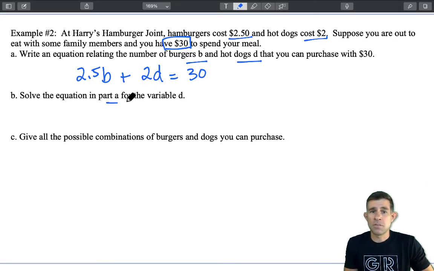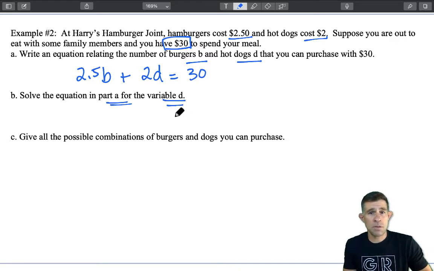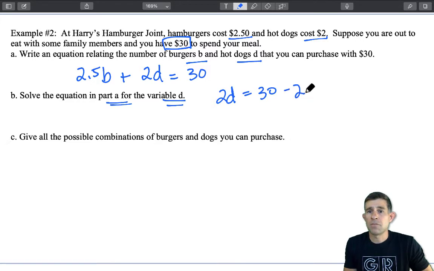Let's solve this equation in part A now for the variable D. If you remember doing this from a few chapters ago, that means we are going to move everything else over to the other side of the equal sign and get D by itself. So we'll start off by moving our 2.5B over by subtraction. And now we're going to divide both sides by 2.